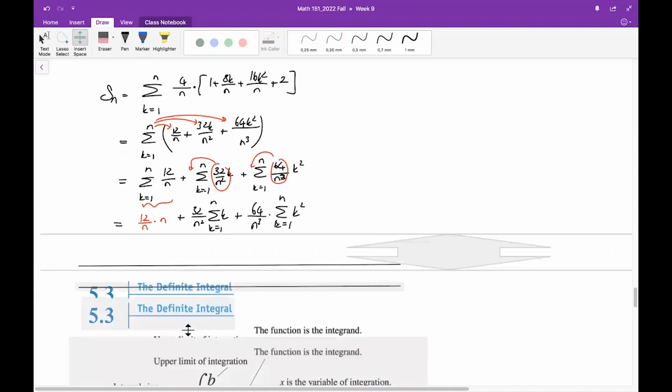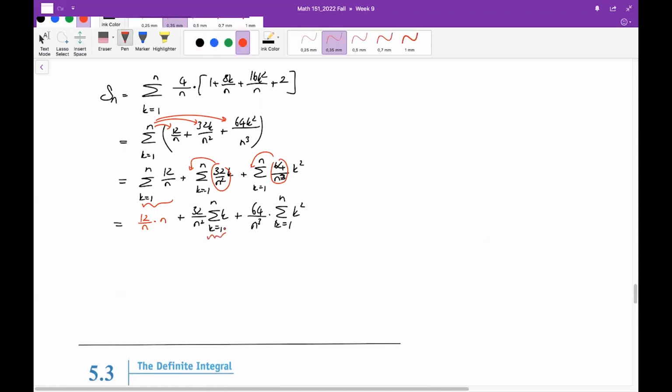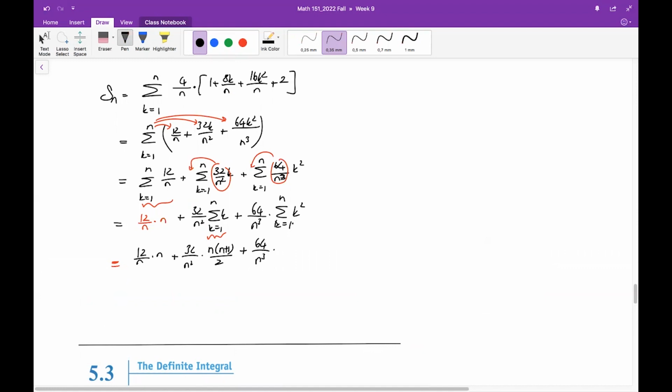Okay, and now you know the formula for the sum of integers, right? So what we have is 12 over n times n, plus 32 over n squared times, what is the sum of integers formula? It is n times n plus 1 over 2, and 64 over n cubed times the sum of the squares formula, which goes like n times n plus 1 times 2n plus 1 over 6. Okay, let me also emphasize that we use the sum of integers formula.